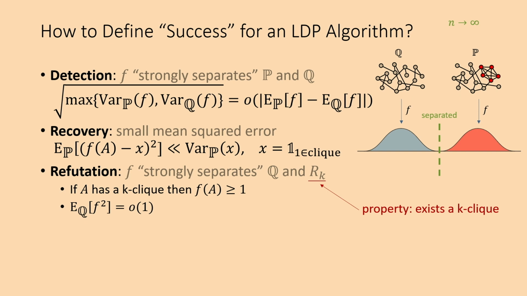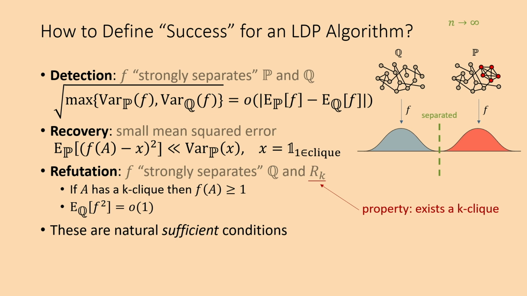And here's the sense in which I'm going to think about polynomials refuting something. Well, the polynomial needs to have these two properties. If there actually is a k-clique, it needs to always output a value bigger than 1. In other words, if it gives you a value smaller than 1, you know you've successfully refuted a clique. And this second moment condition makes it so that when you give it a random graph, it will actually output something smaller than 1 with high probability.